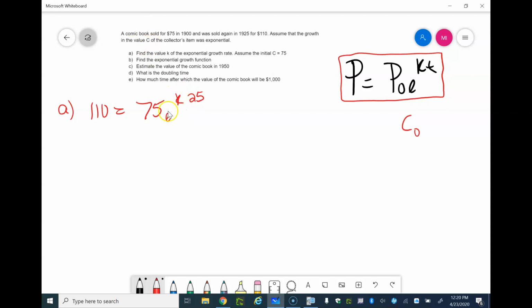Now we go from here and just solve for K. Because we're using E, as you might have learned in the previous sections, the only way to cancel out E is to use the natural log, but we need to get it by itself first. So the first thing we're going to do is move the 75 over by dividing.